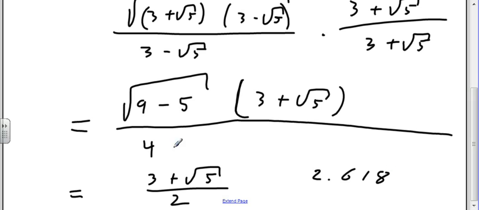Excellent. So again, if you put it in your calculator and came up with 2.618, I'd count that, right? And then probably take off 0.1 for significant digits, because I'm that type of guy.